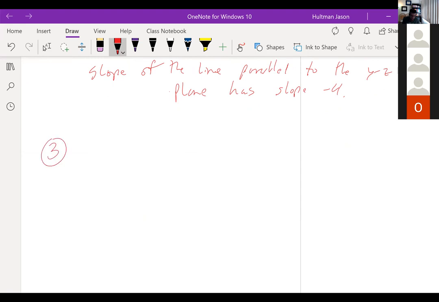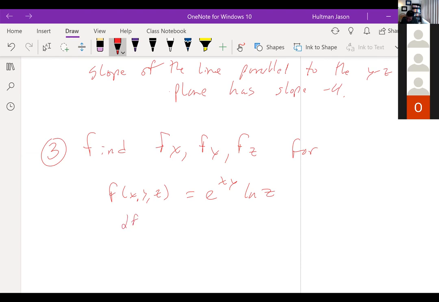Example 3. Find f sub x, f sub y, and f sub z for f of x, y, z equals e to the xy natural log z. We can find the partial of x, partial of y, and partial of z. So df dx, what's that going to be?